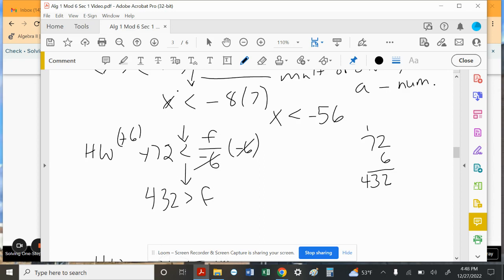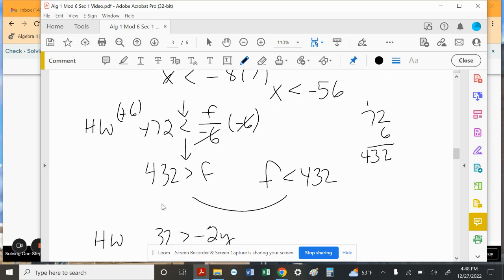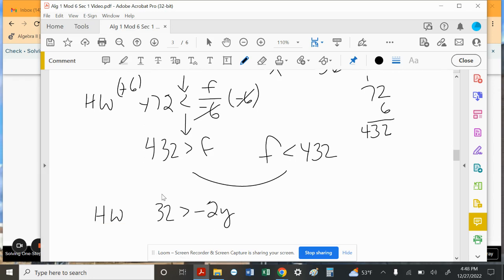Again, it changed directions because we divided or multiplied by a negative. And then, of course, we just flip those around, so we have f is less than 432. Notice I did that flip at the end. I did not do multiple steps at the same time. I just kind of flipped it around just to see what that problem was going to do. So that's what the answer should be.